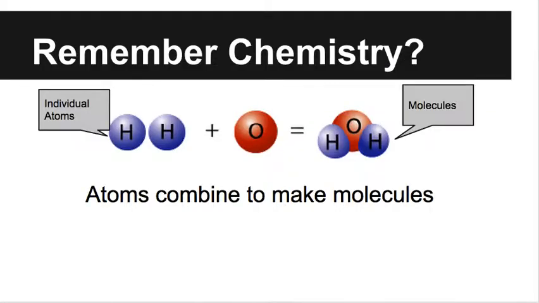Let's first talk about why it's a molecule. So remember chemistry. Hopefully you had this, if you went to Southeastern, or you remember this from middle school. When you combine two atoms together, so we have two hydrogens here and an oxygen, they come together to form a molecule. So this is the molecule H2O, two H's and one O. So atoms combine to make molecules.